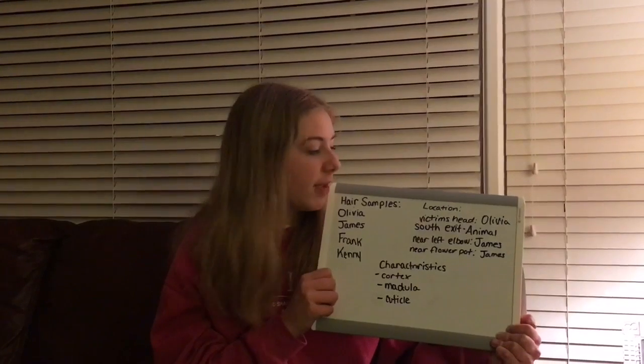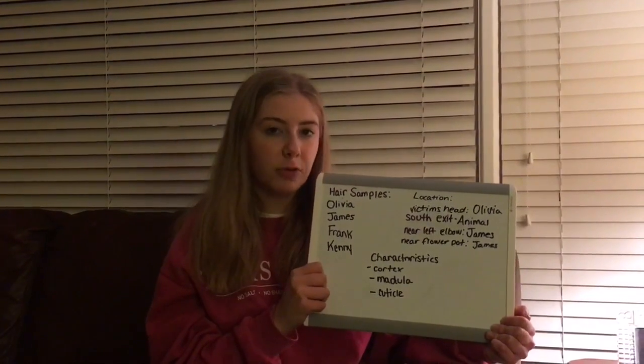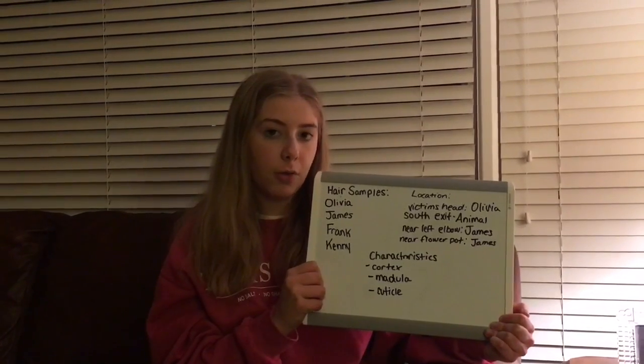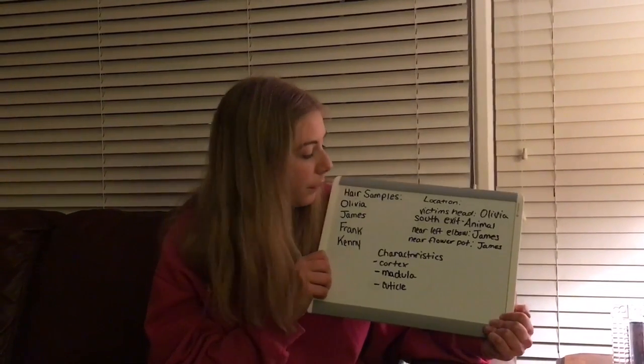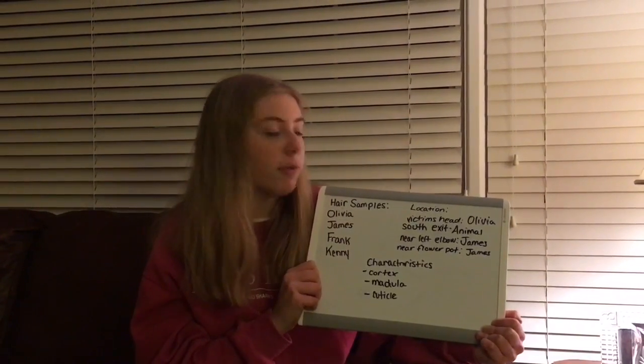So hair found by the victim's head was Olivia's. By the south exit was an animal's hair that probably fell off the clothing of Dee or Frank. Near the left elbow was James's hair, and near the flower pot was James's hair.